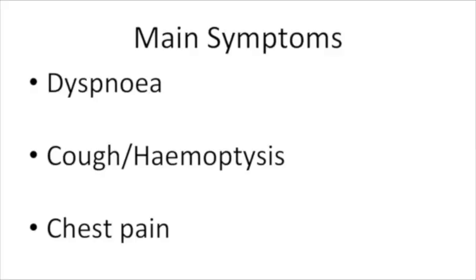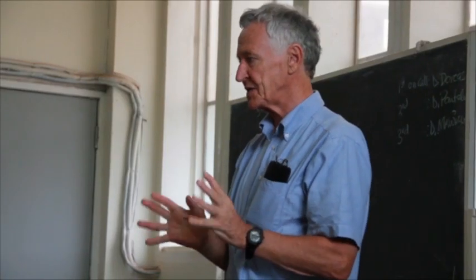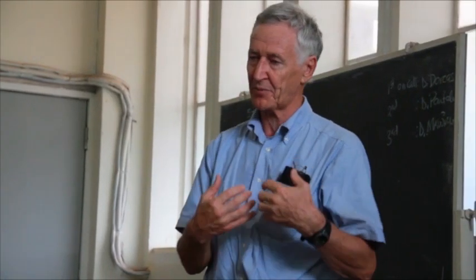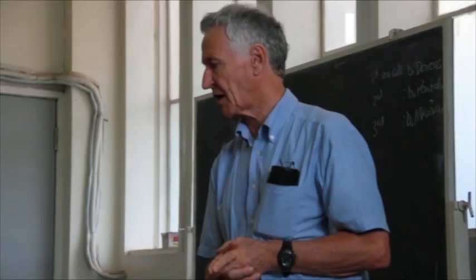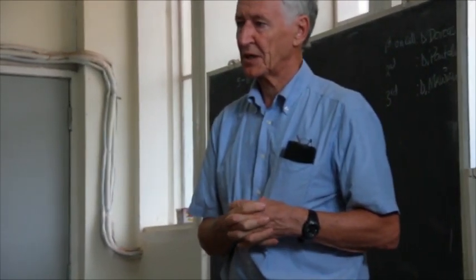We're going to start with the main symptoms in the respiratory system. There are three, and they're very easy to remember, and I think you all know them anyway. There's dyspnea, there is chest pain, and then there is cough. And of course, with cough you have hemoptysis. So in some ways, the respiratory system is one of the easier systems to remember from the point of view of symptoms. Cough and chest pain.